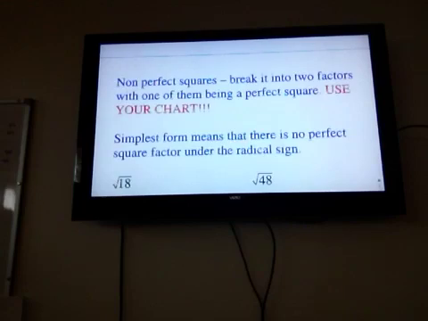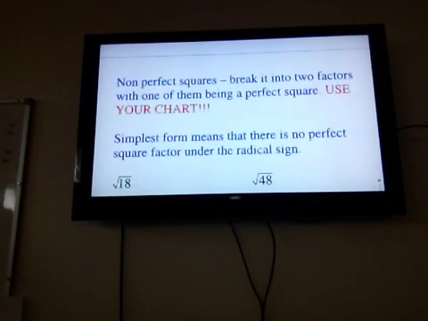What I know is that some of you are going to be really good at square root. You're probably going to hardly look at that chart ever. And some of you are going to use it every time you do a question. Okay? So we're all going to be at different places with this, but I'm going to teach you how you can use the chart to make it simpler. Okay? Simplest form means that there is no perfect square factor under the square root sign.